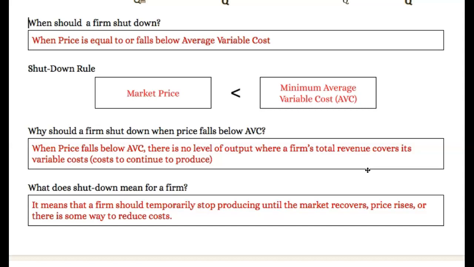Prices might rise as other firms exit the market. There may be a way of reducing cost. You need to look at that. But a shutdown means that a firm should temporarily halt production, because if they don't halt production, they just keep incurring those input costs that they can't afford to pay. And so they should temporarily stop and wait to see what's going to happen in the market.